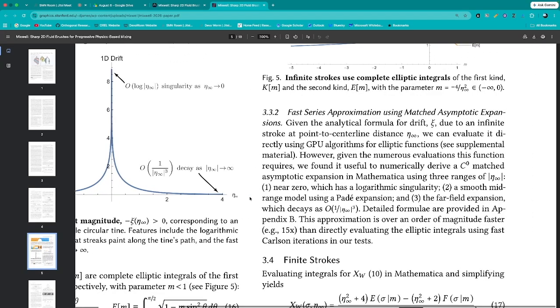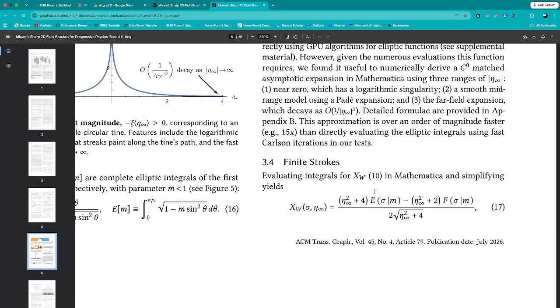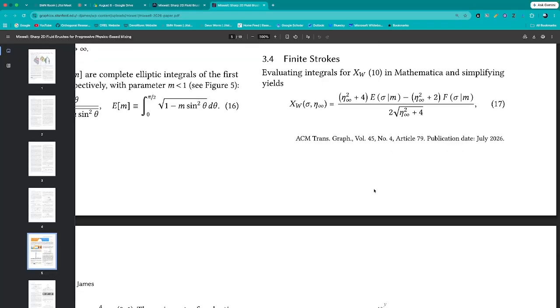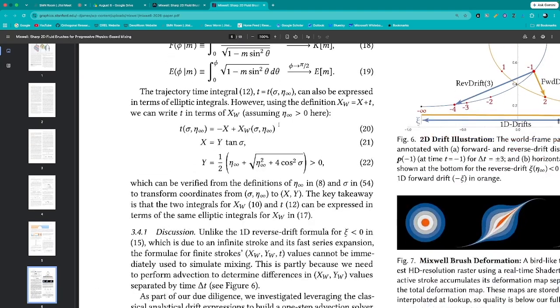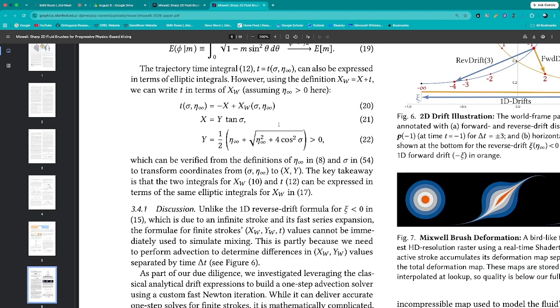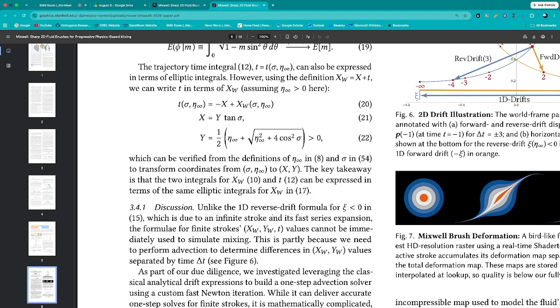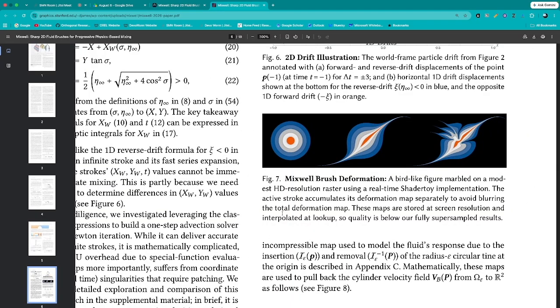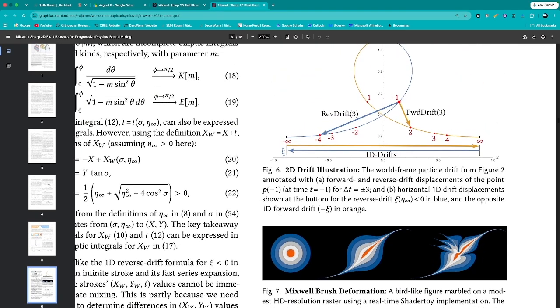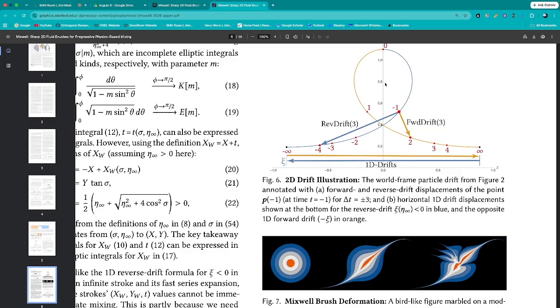Then they model finite strokes, which I think they're doing in Mathematica, so they show the math for that. And then all these different simulations are done in Mathematica. They have to define the math so that you know kind of what it's doing. And then they discuss these outputs. So this is the 2D drift illustration, just showing drift.